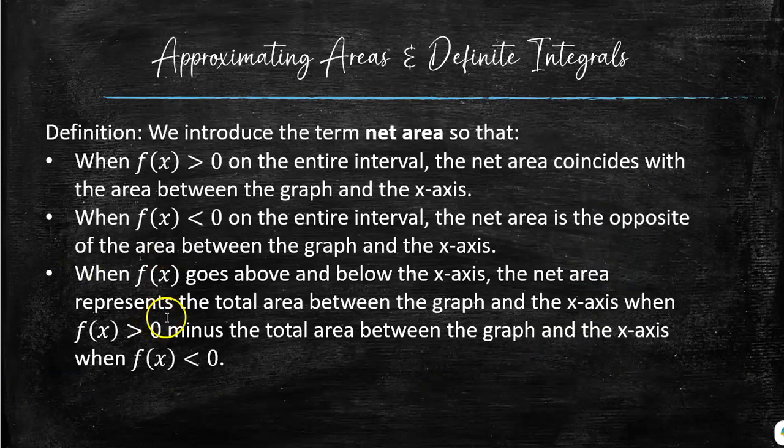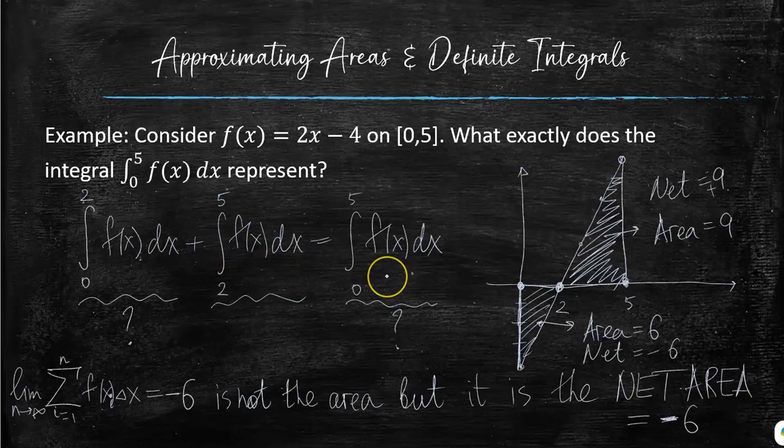And if the function goes up and down or above and below the x-axis, then the net area represents the difference between all the positive areas and all the negative net areas on all of those sub-intervals. So that is the answer to the question, what does the integral from 0 to 5 represent? It's the net area as the difference between the positive net area and the negative net area. So it's not the difference, it's actually the sum, clearly, right?